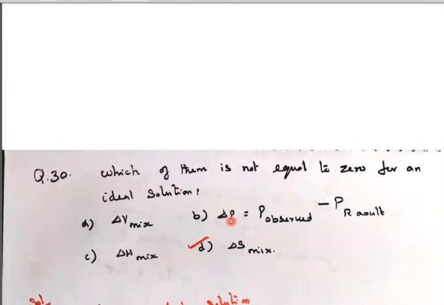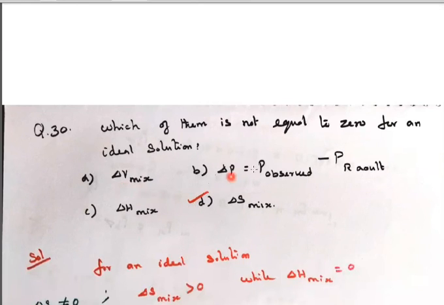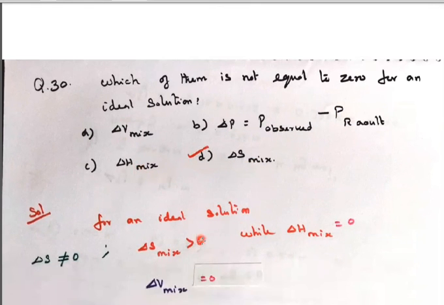Last question of this series: which of them is not equal to 0 for an ideal solution? Very, very important question. The options are delta V mix, delta P, which is pressure observed minus pressure of Raoult's, delta H mix, and delta S mix. For an ideal solution, learn this by heart: delta V mix is 0, delta H mix is 0, and delta S mix is not equal to 0, that means it is greater than 0.